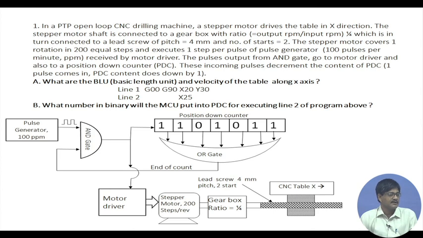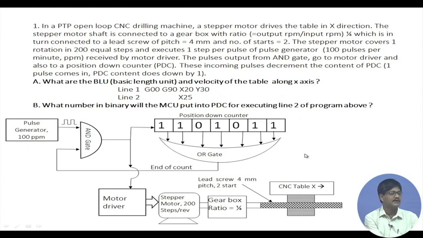So, there are 3 questions. First of all, let us see how the system works. Let us accept the machine control unit is capable of putting in some number, setting it to a particular number as it pleases. So, we have to decide what that number should be corresponding to line number 2. But first of all, let us find out the basic length unit and the velocity of the table along x axis.